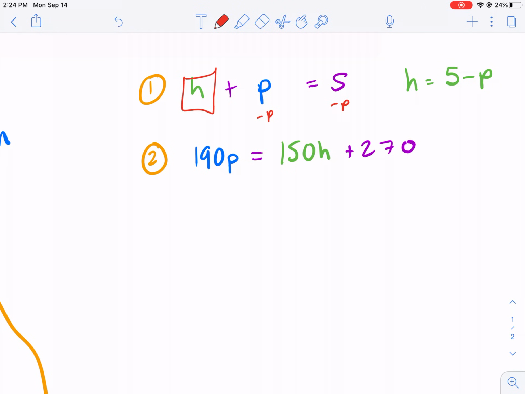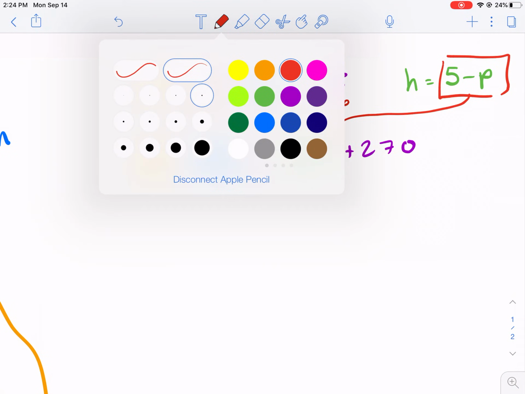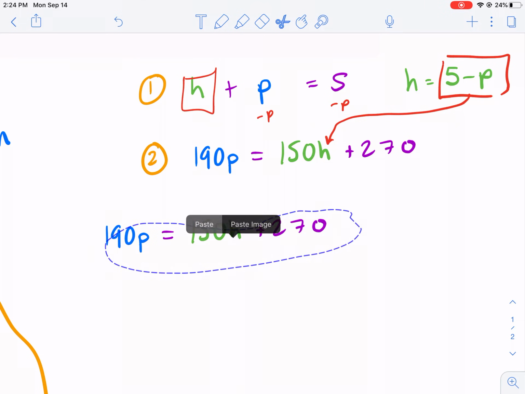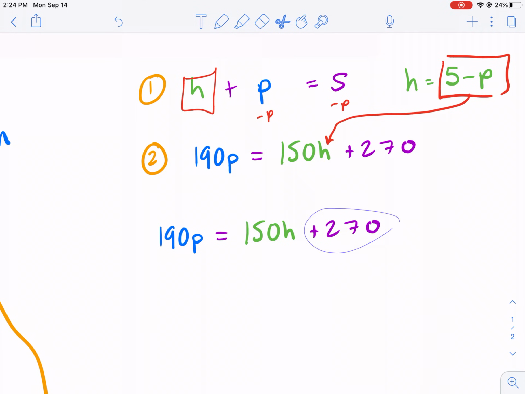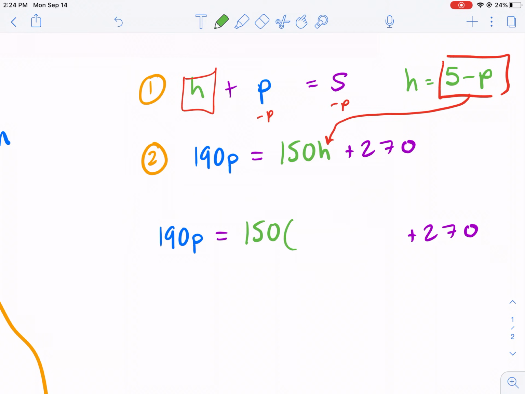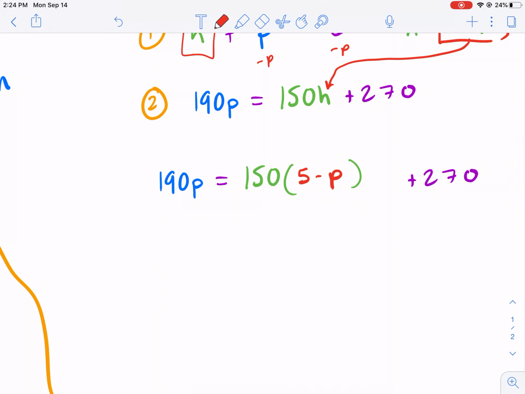Now what am I going to do? Well, I'm going to take this 5 minus p, and I'm going to plug it in for the value of h. I'm just going to rewrite this equation. Actually, I'm going to copy paste this to make it go quicker. But if you want, go ahead and rewrite this equation. The only difference is I'm going to stretch this out a little bit. I'm not going to write h. I'm going to write 5 minus p. Okay, now I'm ready to proceed. Why? Because I have everything in one variable. I only have the letter p, and that is how you solve multi-step equations. You have everything in one variable.